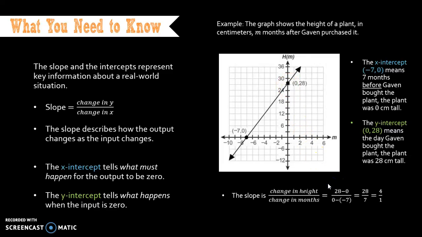Our slope is going to be the change in the y, or the change in the height of the plant, divided by the change in x, or the change in the number of months that has gone by. So you can choose any 2 points that you would like to for this. I'm using the intercepts because they're already labeled, and I'm plugging into my slope formula. So the difference between my y's divided by the difference between my x's gives me 28/7, which simplifies down to just be 4. So that tells me that every 1 month that passes, the plant grows 4 centimeters in height.